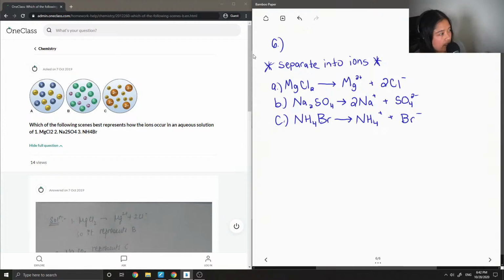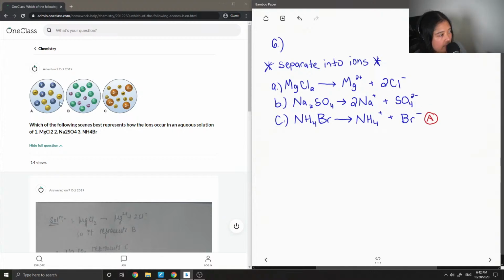So now let's look at the different options they give us. So for A, this blue and yellow solution, you can see that there's 1 negative charge for every 1 positive charge. So this best represents C, the ammonium bromide. And then let's look at B.